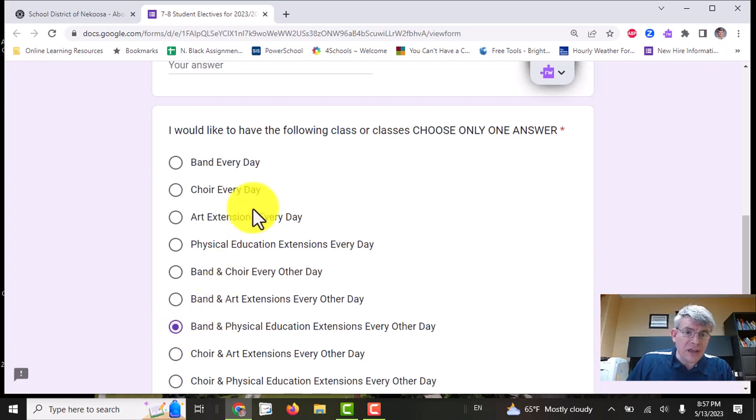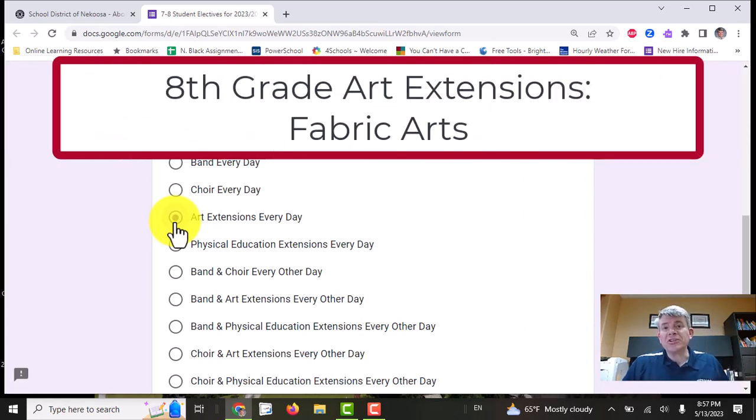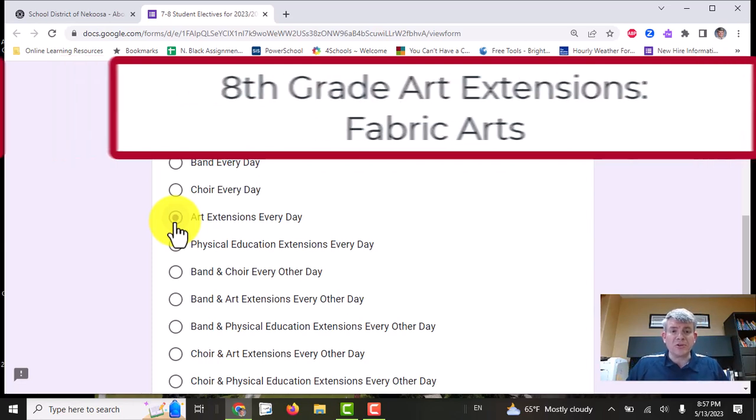So on the everyday, you'll have band, choir, art extensions, or physical education. Now a quick note, those who will be in grade 7 next year, art extensions is going to be video production and animation. That's what you'll be focusing on. If you're going to be in grade 8 next year, the art extensions class is going to be fabric arts. And so you'll have a chance to be making things out of fabric more. So it's a little bit different from one year to the next.